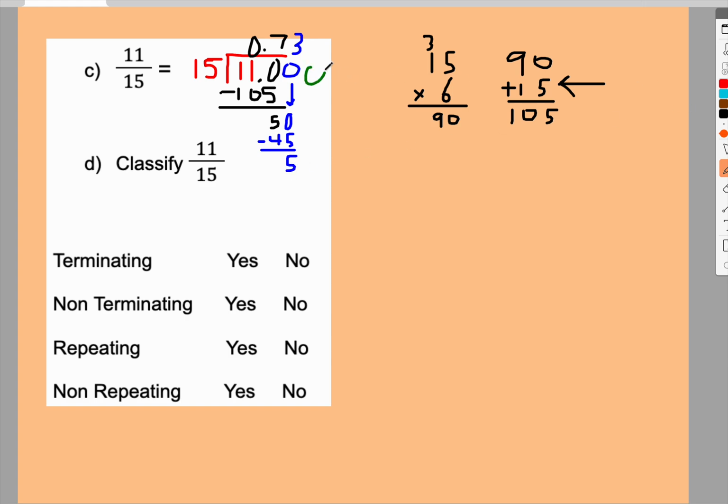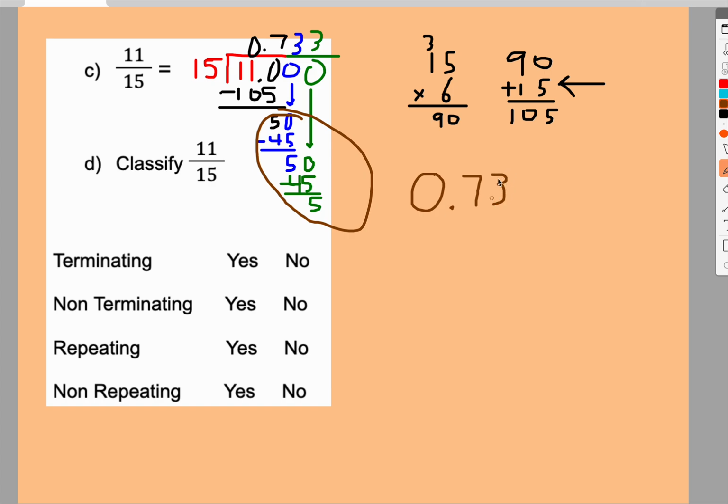I'm going to put another 0. Drop it down. 15 goes into 50, 3 times again. That's 45. So right here, if you notice this, we're going to start to have some repetition, right? We have a pattern. So right here, I'm going to keep having 50, 45, 50, 45, and this 3 is going to repeat. So my final answer, 0.7. Now the 3 repeats only, not the 7. So I want to make my repeating bar, or my vinculum, over the 3.